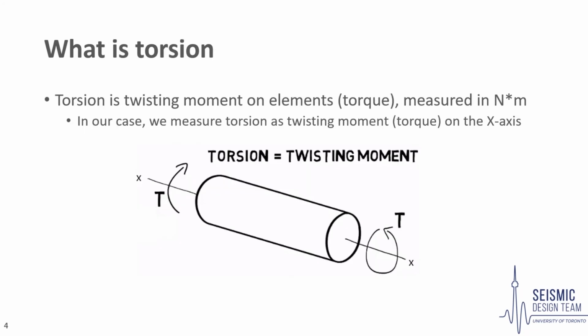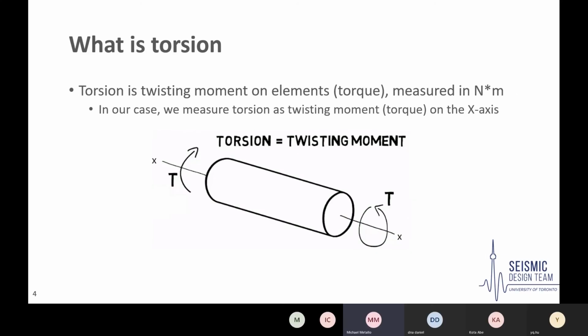Torsion in our case is defined as a twisting moment on an element and is measured in Newton meters. This twisting moment is also referred to as torque. When examining torsion, we look at cylinders and consider the x-axis to be the axis normal to the cross-sectional area, which is the axis the torque acts upon.